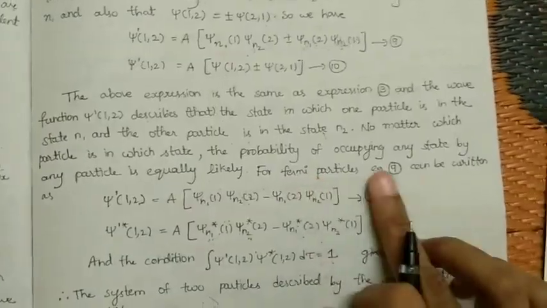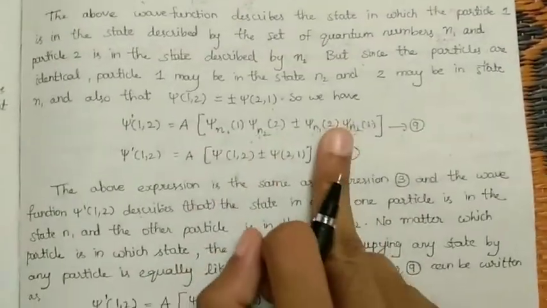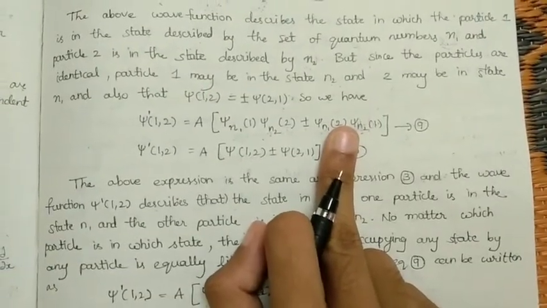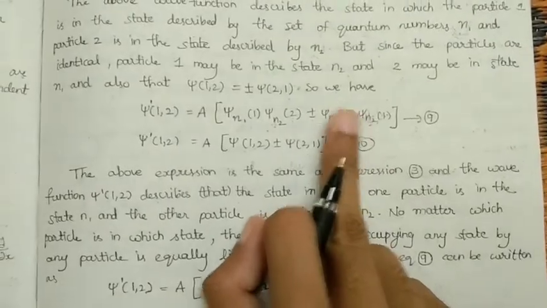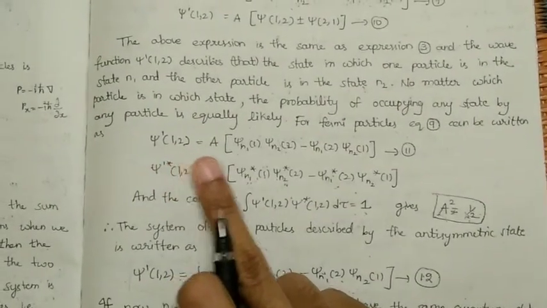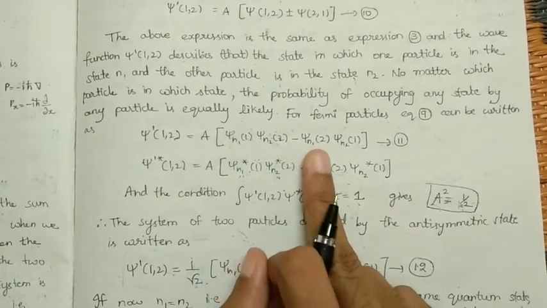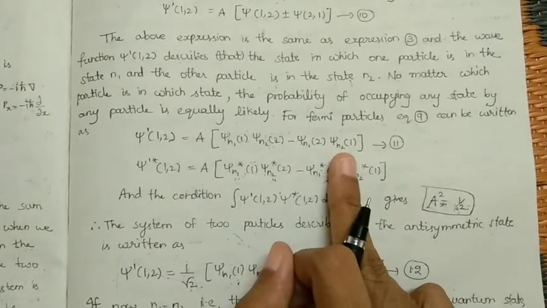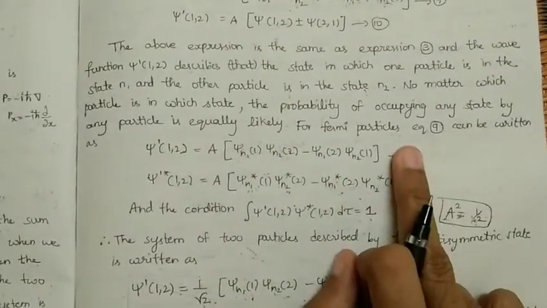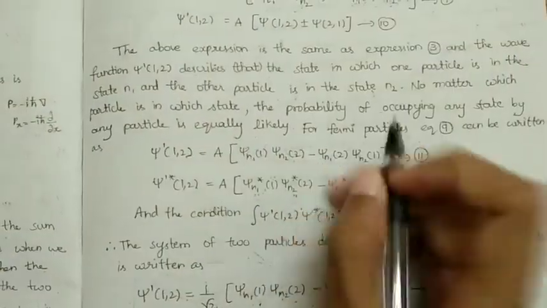For Fermi particles, equation 9 can be written as follows. Fermions follow the antisymmetric wave function, so we would have a minus sign here. For Fermi particles, xi dash of 1,2 is A times xi n1 of 1, xi n2 of 2 minus xi n1 of 2, xi n2 of 1. This is the case for fermions. In the case of bosons, they follow the symmetric wave function, so we would have a plus here.